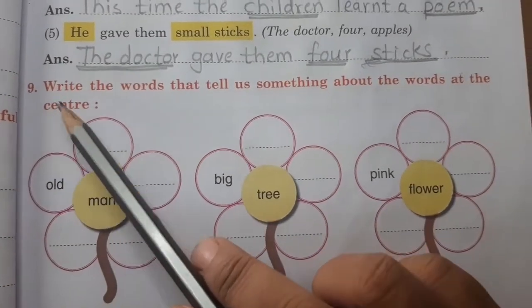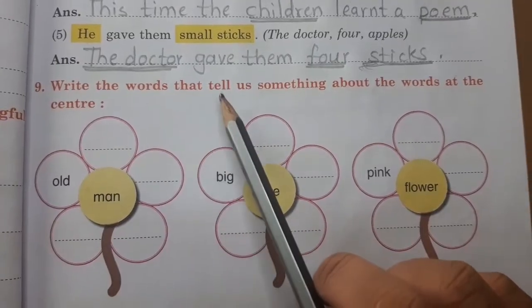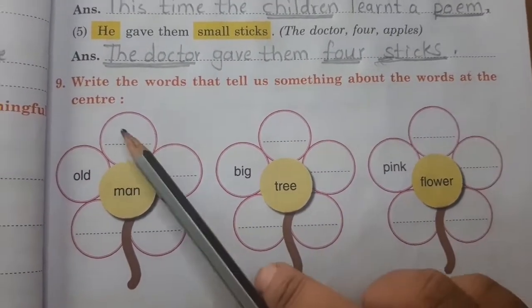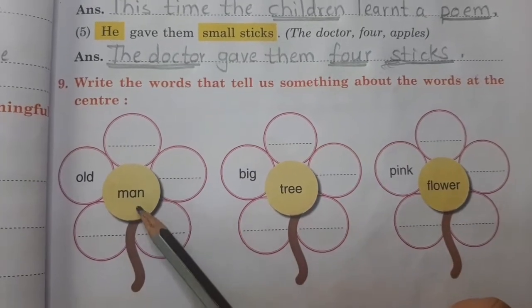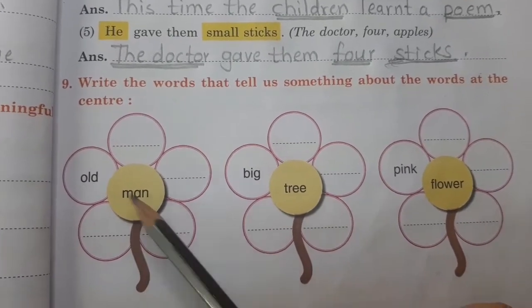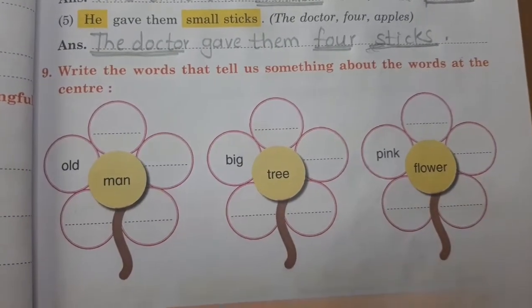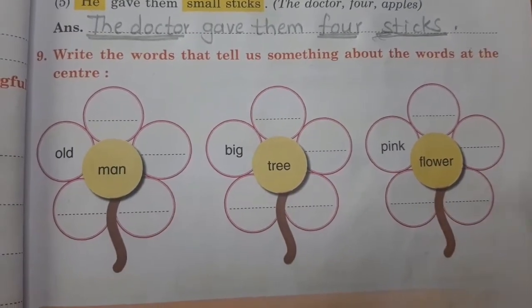Question number 9. Write the words that tell us something about the words at the center. See here, at the center, a word has been given. We have to tell about the words. We have to tell about it. Okay? उसके बारे में हमें कुछ बताना है.